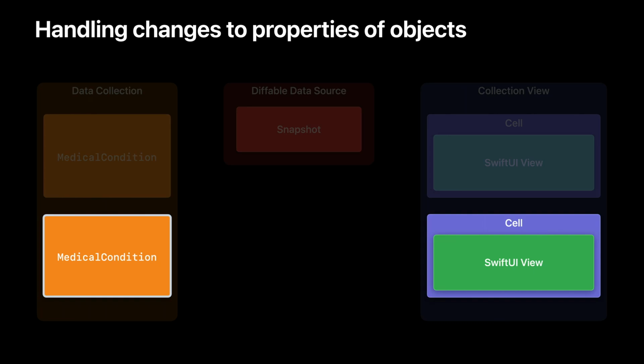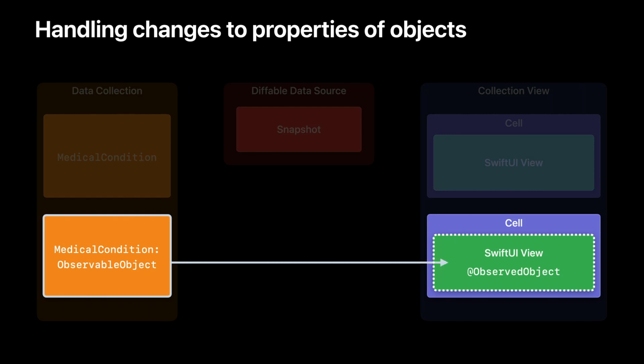These changes often require updating the views in existing cells. Because the diffable data source only contains item identifiers in its snapshot, it doesn't know when the properties of existing items change. Traditionally, when using UIKit, you would need to manually tell the diffable data source about these changes by reconfiguring or reloading items in the snapshot. But when using SwiftUI in cells, this isn't necessary anymore.